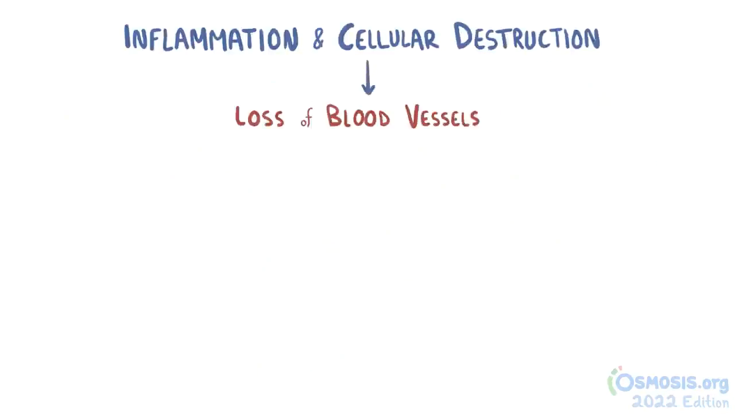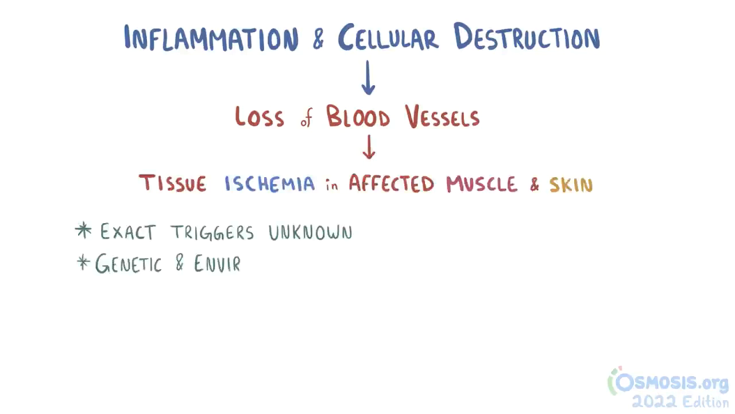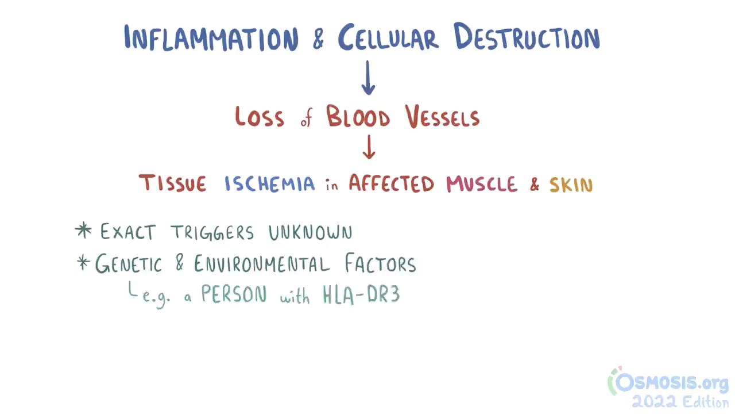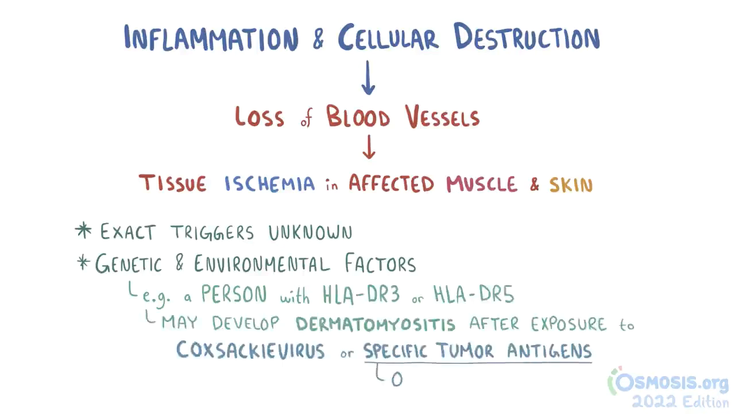All this inflammation and cellular destruction results in the loss of blood vessels, and that leads to tissue ischemia in the affected muscle and skin tissue. The exact trigger for dermatomyositis is unknown, but there are some specific genetic and environmental factors. For example, a person with a certain gene for an immune protein called human leukocyte antigen, or HLA, specifically HLA-DR3 or HLA-DR5, might develop dermatomyositis after getting exposed to a foreign pathogen like Coxsackie virus or specific tumor antigens, like those in ovarian, lung, and breast tumors.